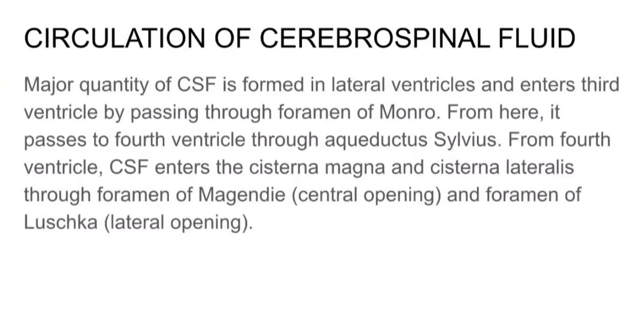Circulation of cerebrospinal fluid. CSF formed in the lateral ventricles enters the third ventricle by passing through the foramen of Monro. From here, it passes to the fourth ventricle through the aqueductus salvus. From the fourth ventricle, CSF enters the cisterna magna and cisterna lateralis through the foramen of Magendie and foramen of Luschka, the lateral opening.